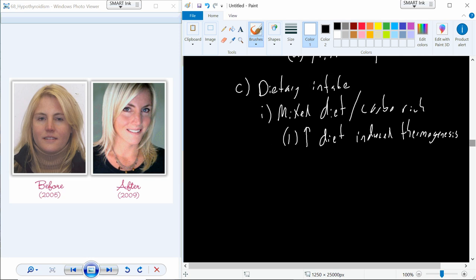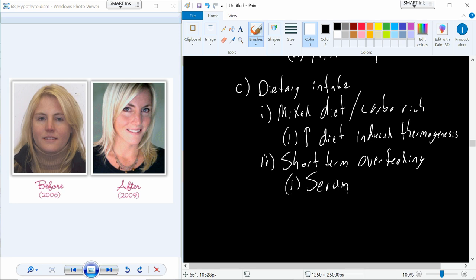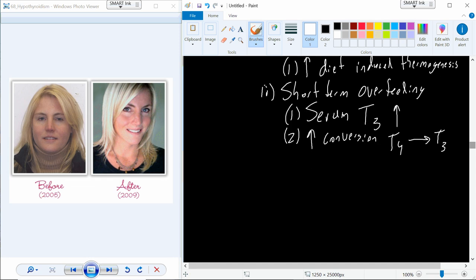When you take a look at short-term overfeeding, think Thanksgiving. Short-term overfeeding, serum levels of T3 increase. But we also see an increase in the conversion of T4 into T3 and a decrease in the conversion of T4 to reverse T3.